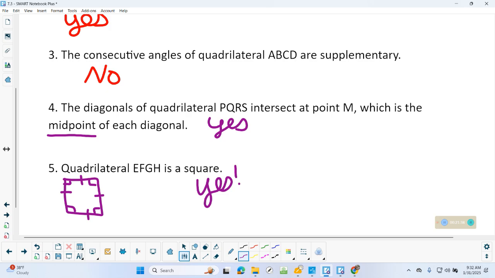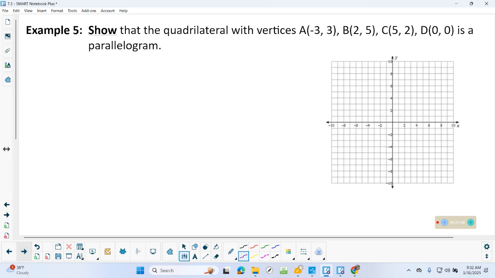All right, here we go. Show that the quadrilateral of those vertices is a parallelogram. Okay, you know the drill. Let's start plotting the points here. A is at -3, 3. B at 2, 5. C at 5, 2. And D at 0, 0.